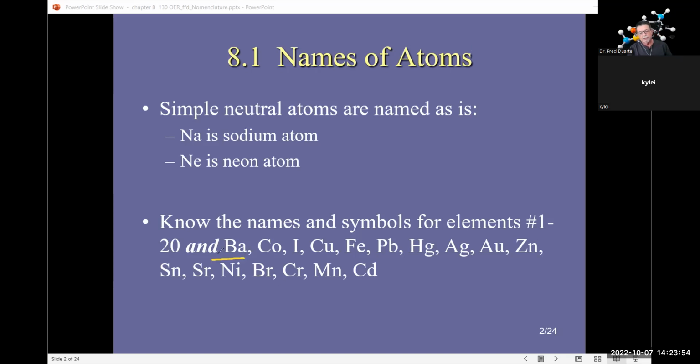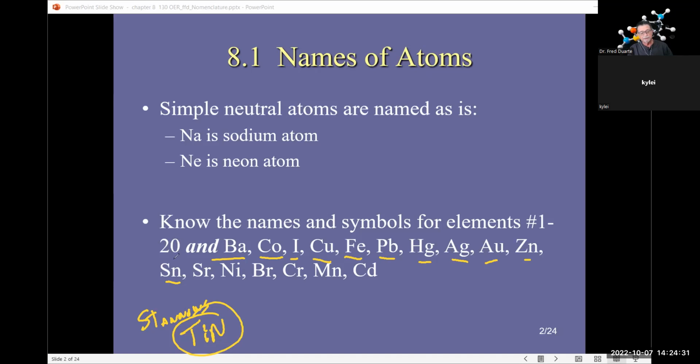We got barium here. Co is cobalt, I is iodine, Cu is copper, Fe is iron, Pb is lead, Hg is mercury. Ag and Au get confused a bit. Ag is silver, Au is gold. Then we got Zn for zinc, and Sn is stannous. You can use that word, or preferably the word that's used most often is tin.